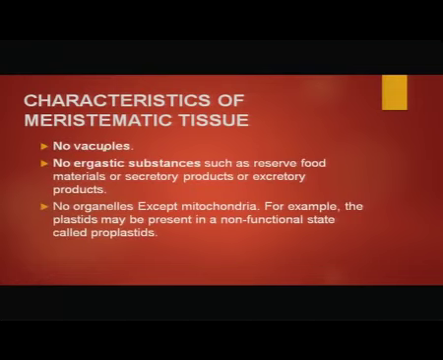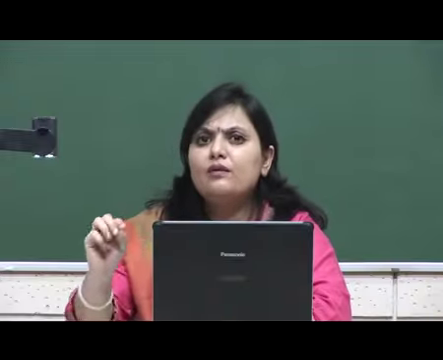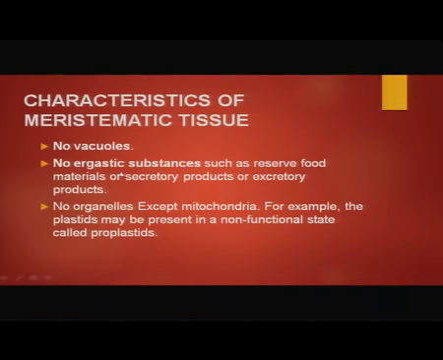The vacuoles are either absent, or if they are present, they are very small in size, because the cytoplasm is dense. And no ergastic substances are present. That is, ergastic substances are non-protoplasmic substances like reserve food materials or secretory products or excretory products. They are absent from these meristematic cells.